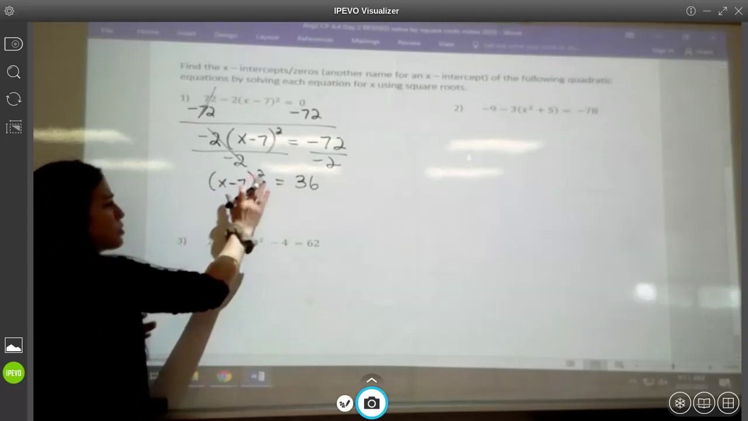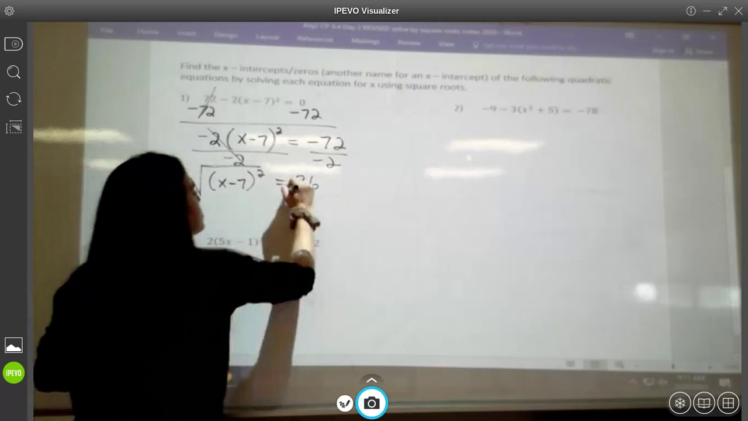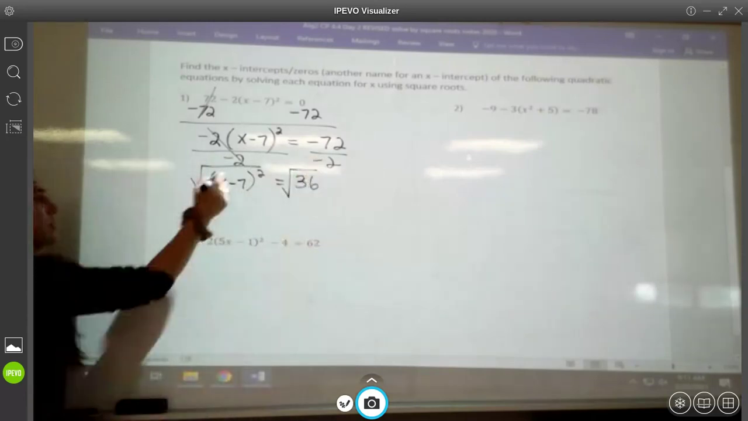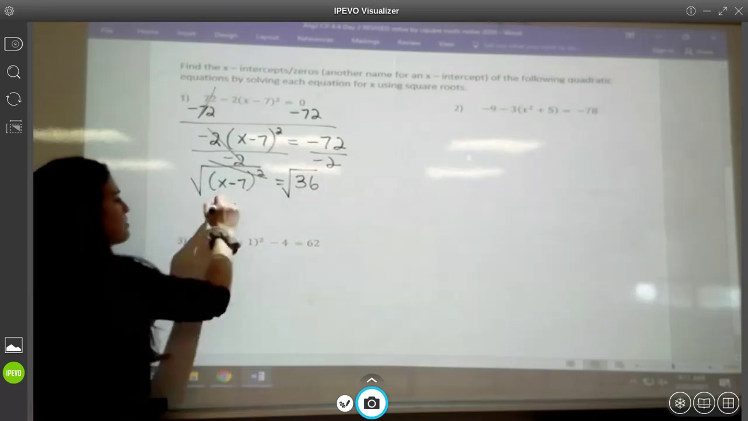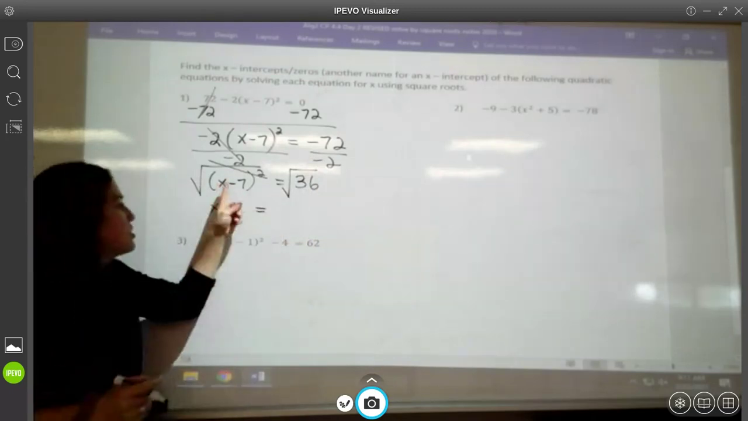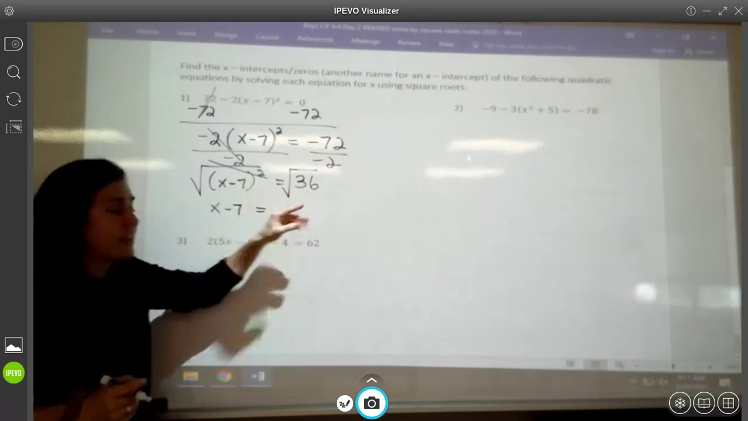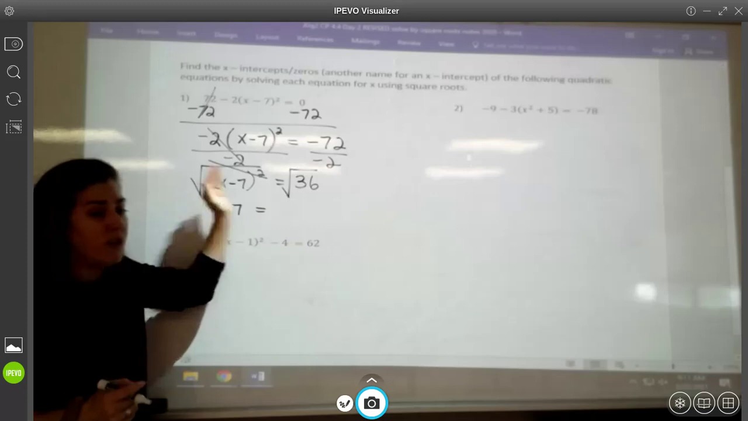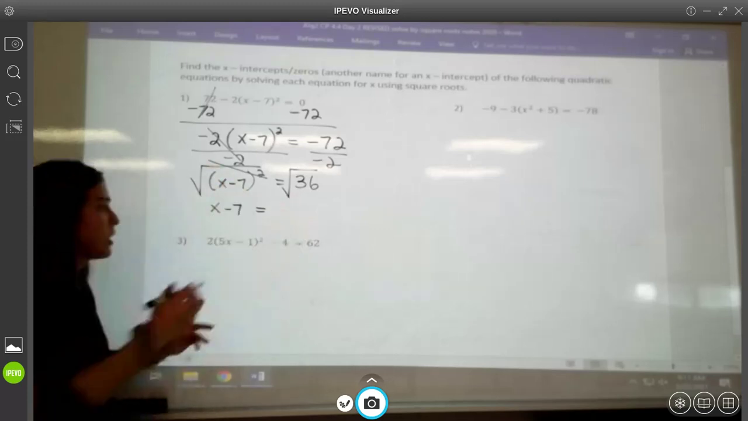Now that this parenthesis squared is by itself, let's unsquare it. So square root this, square root that. This square and that square root cancel, and you're just left with x − 7. And then it equals... But guys, there's definitely two different numbers that I could have squared to get 36. I could have squared 6. I could have squared negative 6. So there's definitely two answers to this when we're solving.